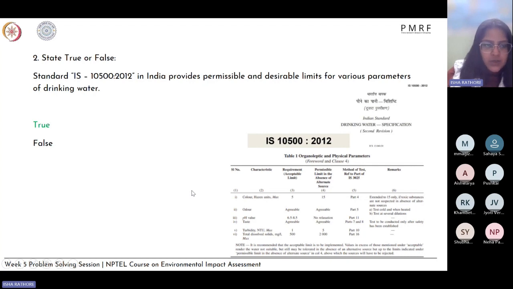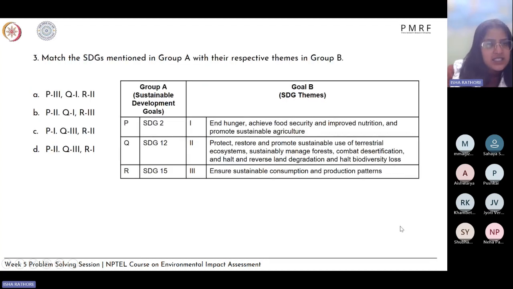Moving on to the next question. Match the SDGs or Sustainable Development Goals, which are mentioned in Group A with their respective themes in Group B.